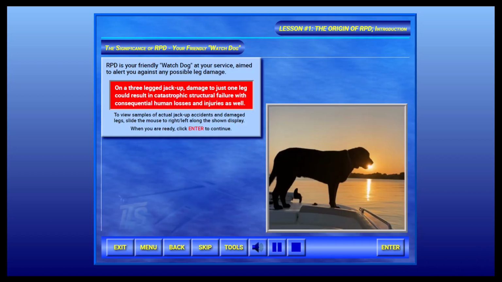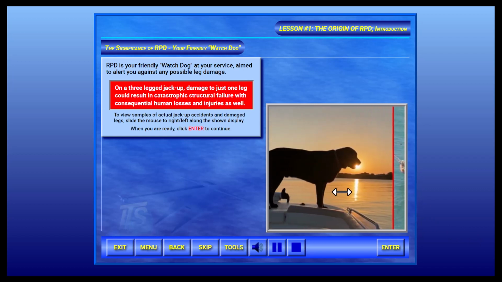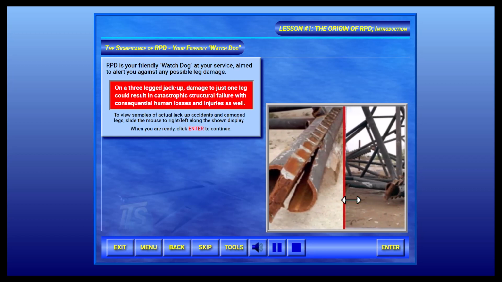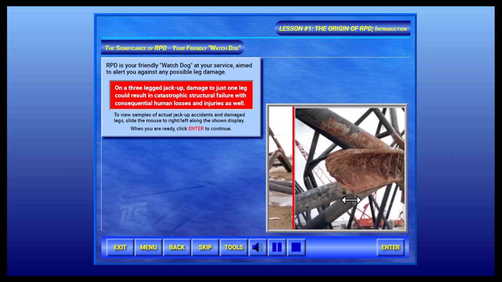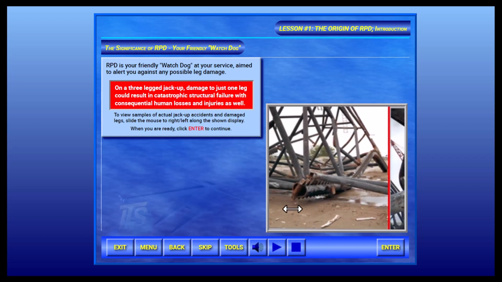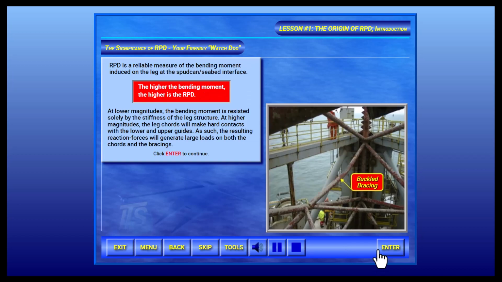RPD is your friendly watchdog at your service, aimed to alert you against any possible leg damage. On a 3-legged jackup, damage to just one leg could result in catastrophic structural failure with consequential human losses and injuries as well. RPD is a reliable measure of the bending moment induced on the leg at the spud can seabed interface. The higher the bending moment, the higher is the RPD.